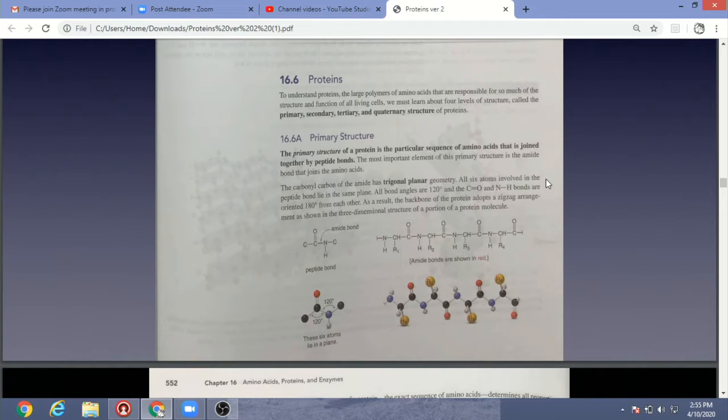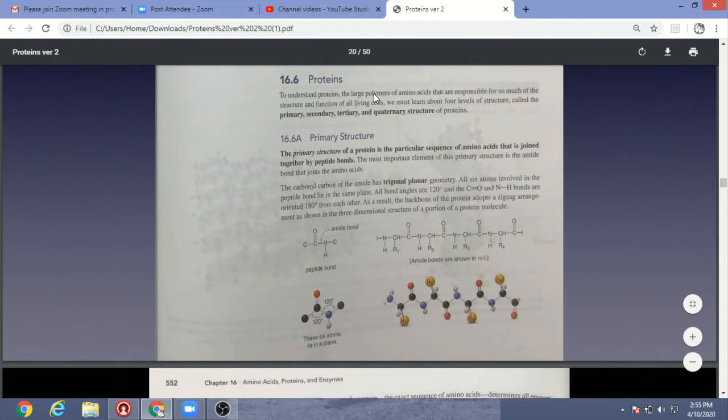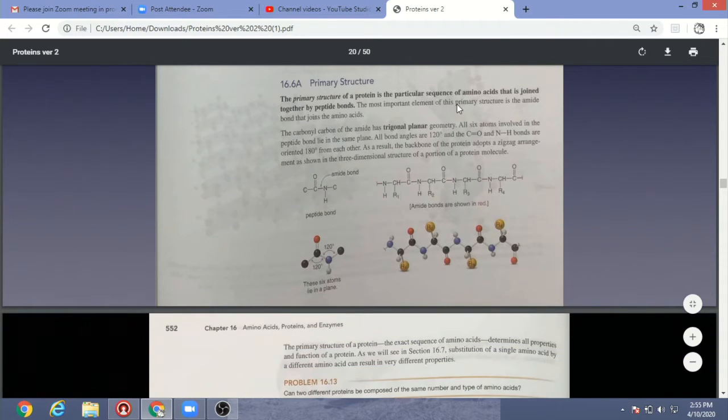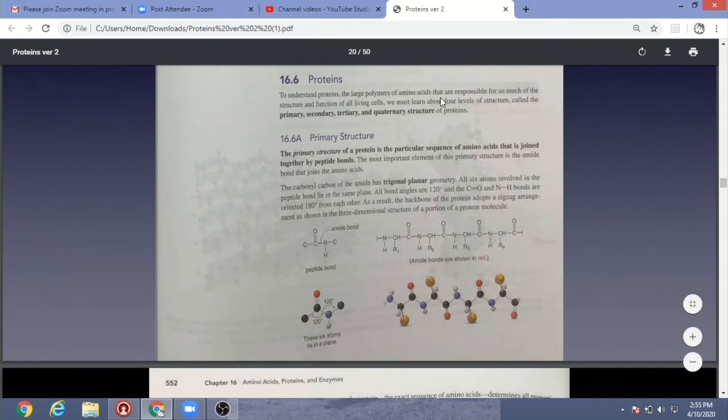So 16.6 is again about proteins. And so to understand proteins, which are those large polymers of amino acids, and amino acids would be the monomers of the polymer, you have to learn about their 4 levels of structure. That's what makes proteins so special, is these 4 levels of structure. And so starting with the primary structure, and real quick, it says they're responsible for so much of the structure and function of all living organisms. I can't stress that enough.